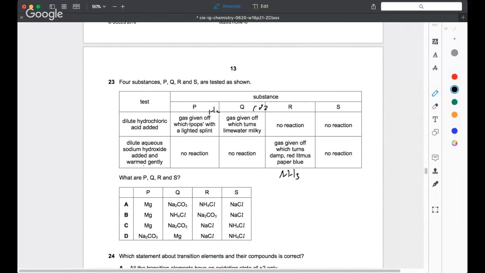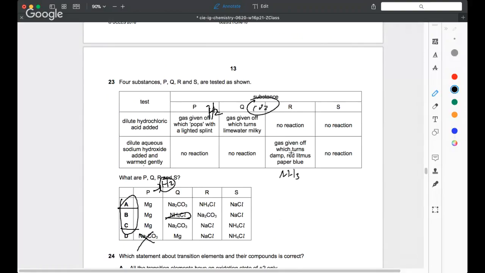Okay, number 23, we have a test for those four substances. A gas given off that pops with a lighted splint, so we know it's H2. So P, if we look at those things here, can't be carbon dioxide. And we know that magnesium reacts with acid to give you hydrogen. So we choose from A, B, C. And Q, gas given off which turns limewater milky, so we know it's carbon dioxide. This cannot give you carbon dioxide, so it's A or C.